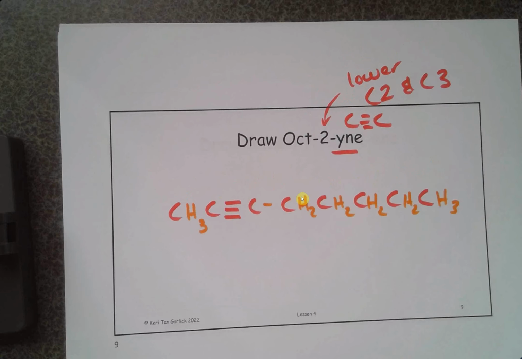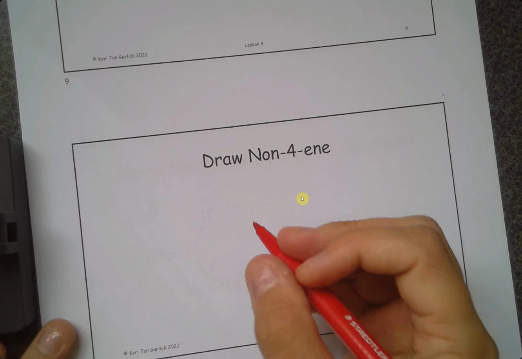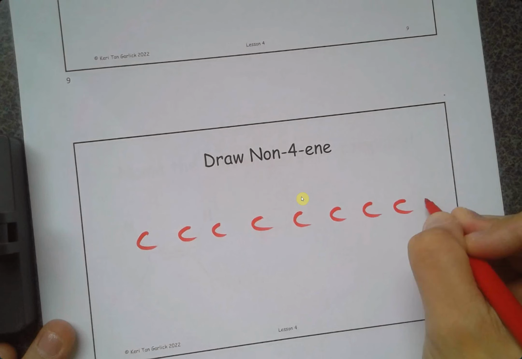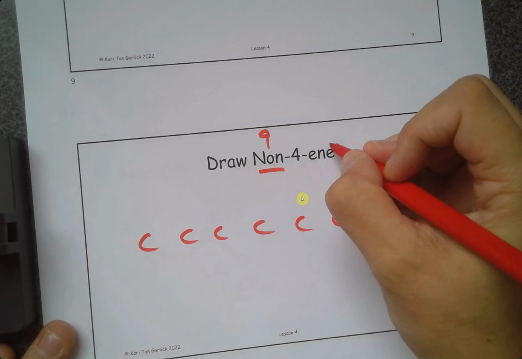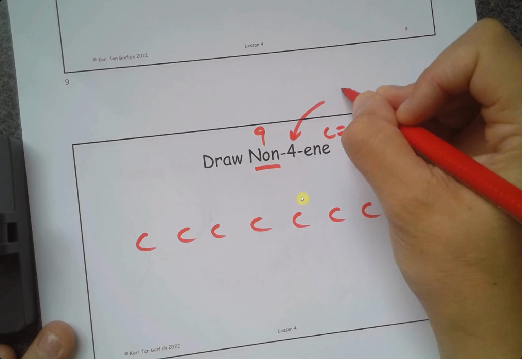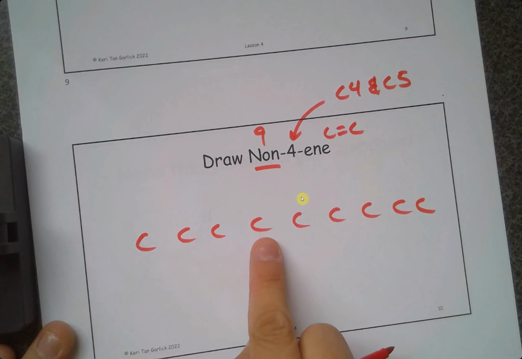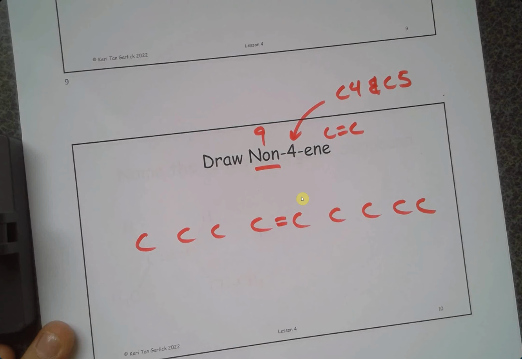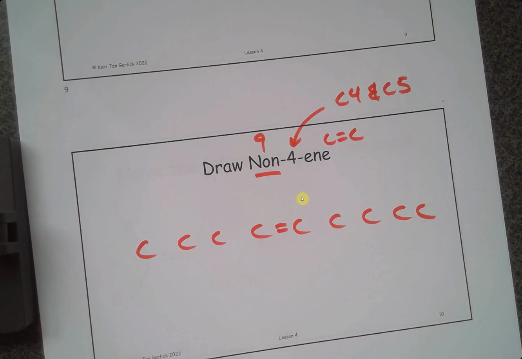All right, here's another example. This one is non-4-ene. So again, 1, 2, 3, 4, 5, 6, 7, 8, 9. I know that from the non telling me 9. Ene tells me it's a double bond, and the 4 tells me it's between carbon 4 and carbon number 5. So 1, 2, 3, 4, drawing the double bond over here. Doesn't matter, you could have done it the other way. Just like I said, keep to the numbering rule.